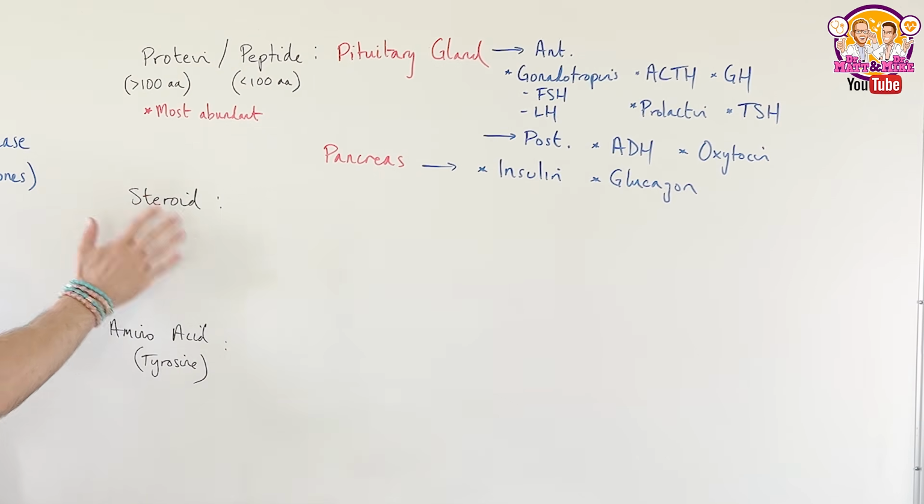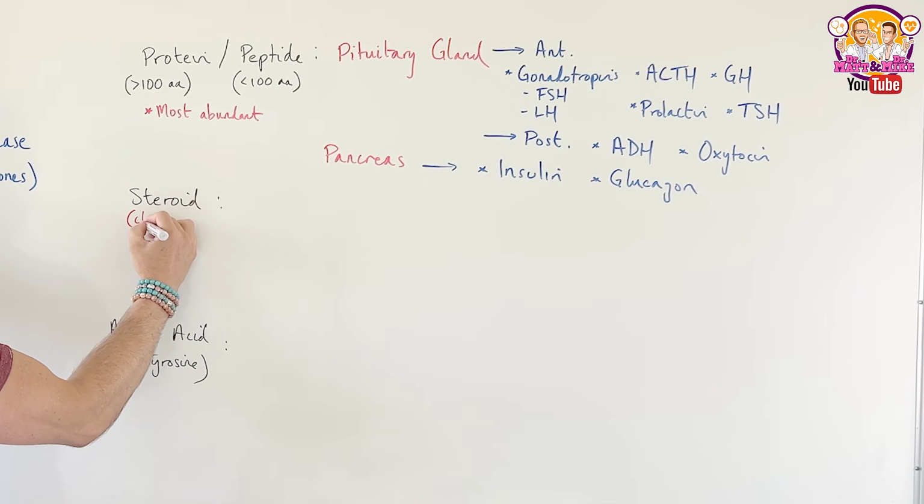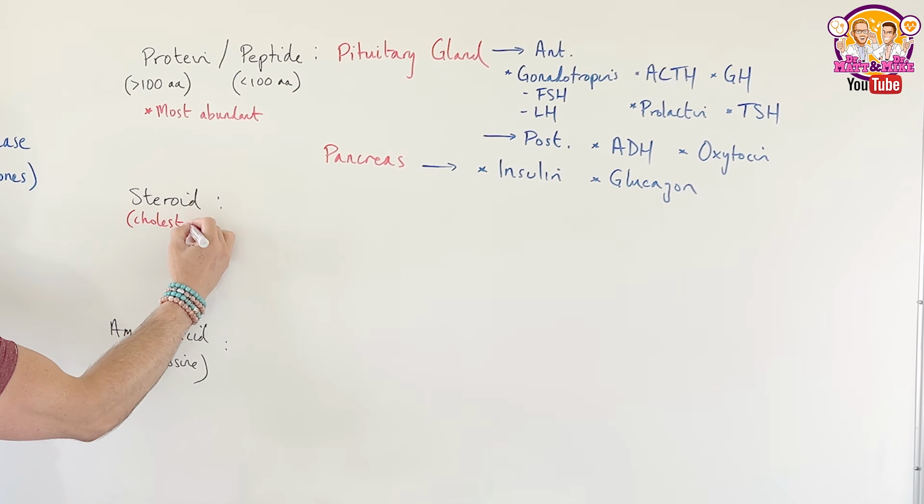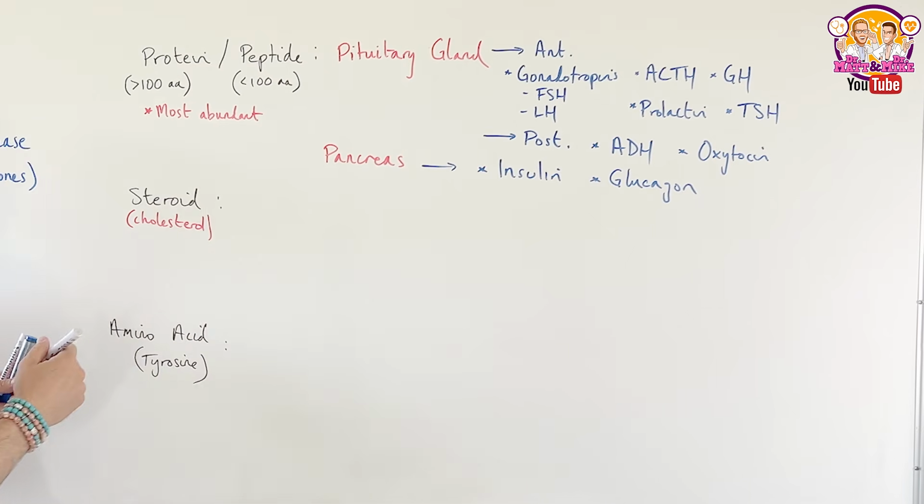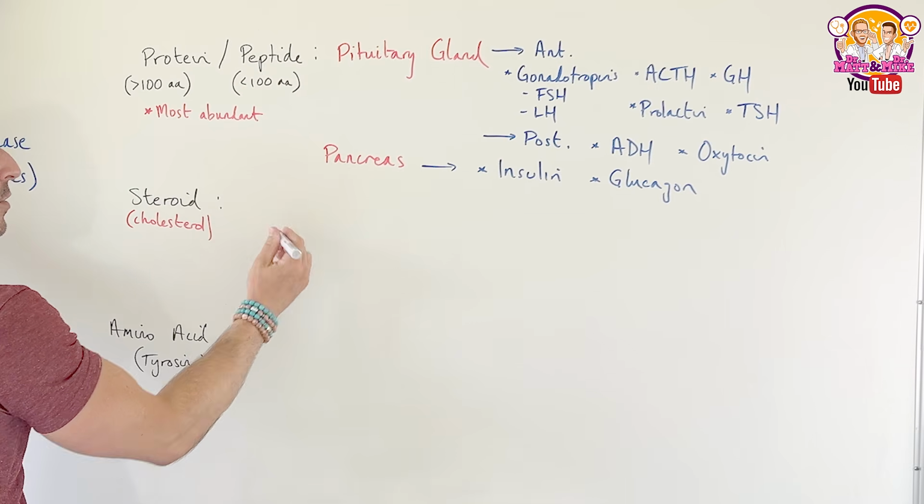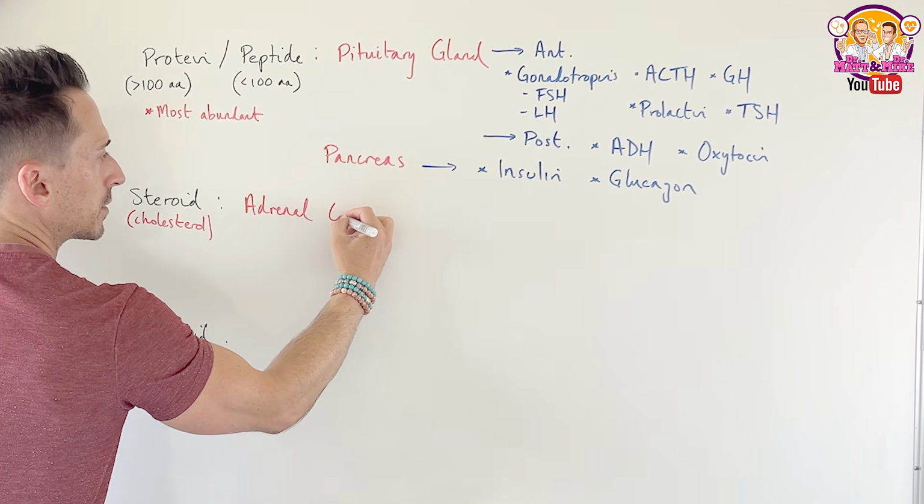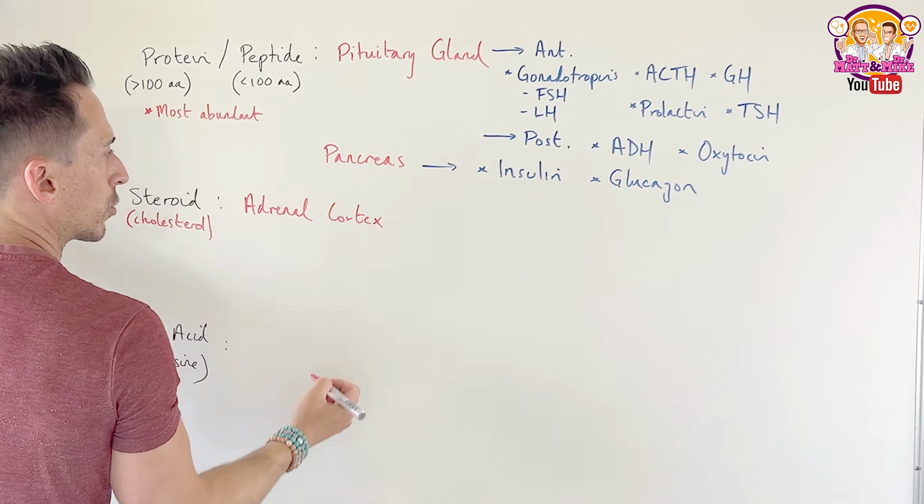When it comes to steroid based hormones, these are made from cholesterol. So not amino acids, but cholesterol. So they are lipid soluble, not water soluble, lipid soluble. And if we ever think about where they are produced, most of these steroid hormones come from the adrenal cortex.